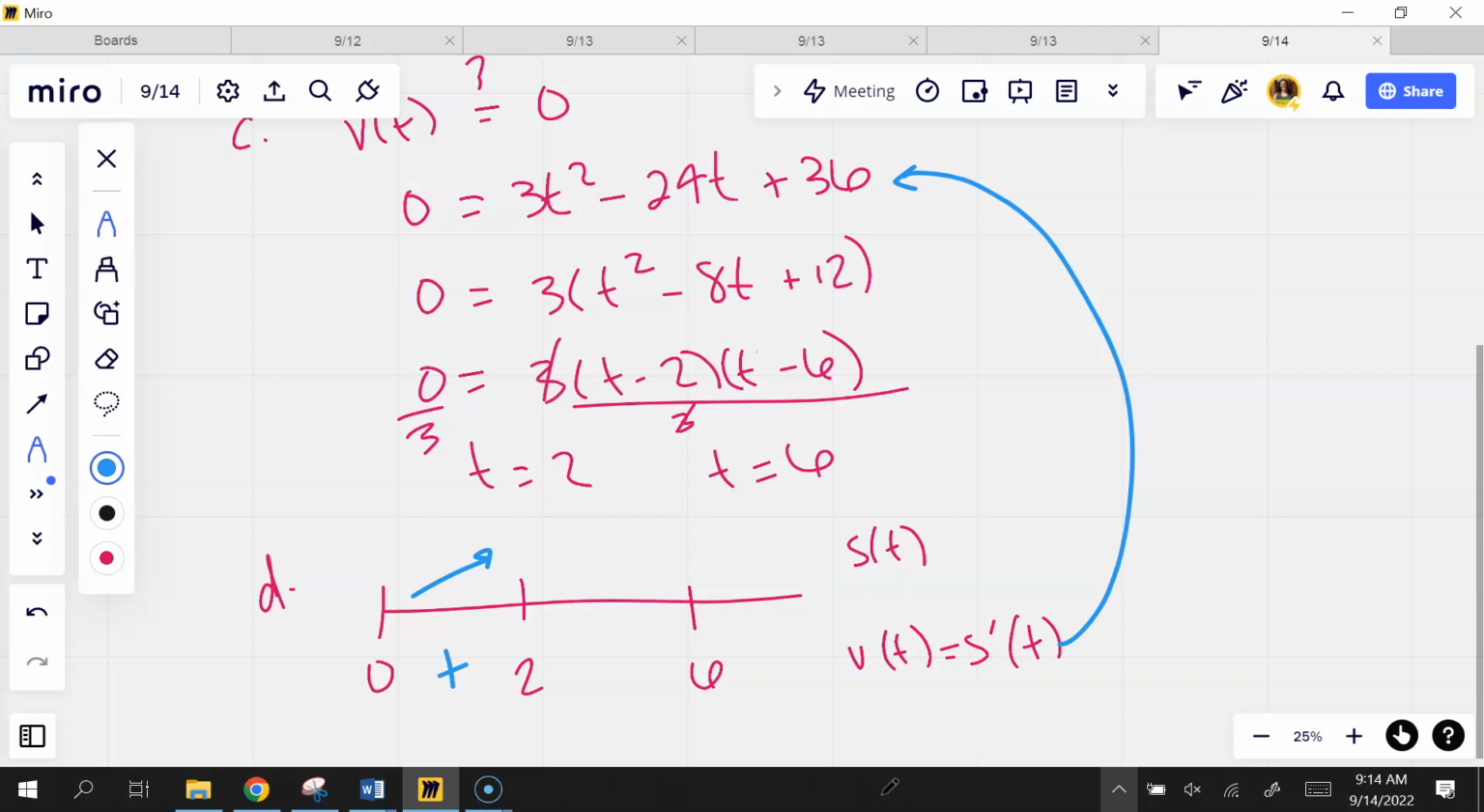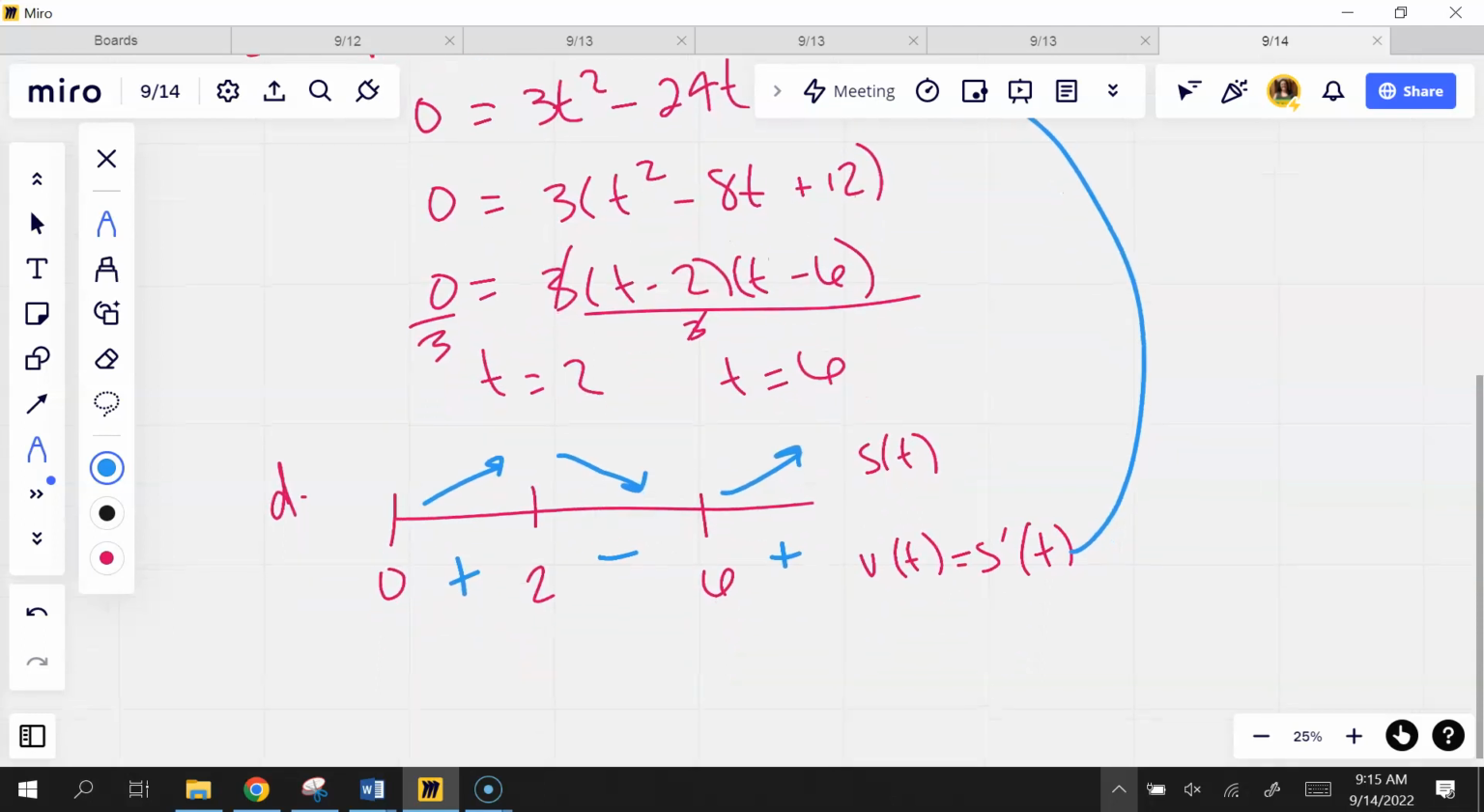How about between 2 and 6? So maybe 3. Negative. And then how about bigger than 6? I think it's going to be positive. So what does this tell me? When is the particle moving forward? The particle starts out moving forward until 2 seconds, and then moves backwards, and then at time 6 seconds, he starts moving forward again. Forward, right, up, all the same thing. Moving in a positive direction. Does that make sense? Are y'all okay?